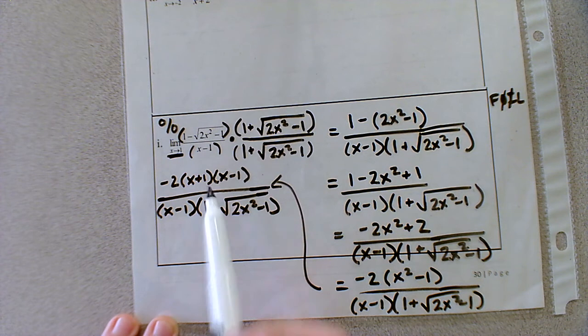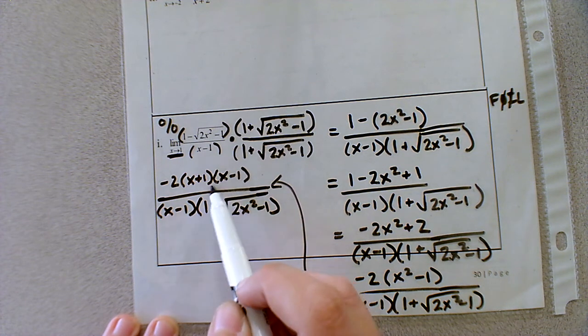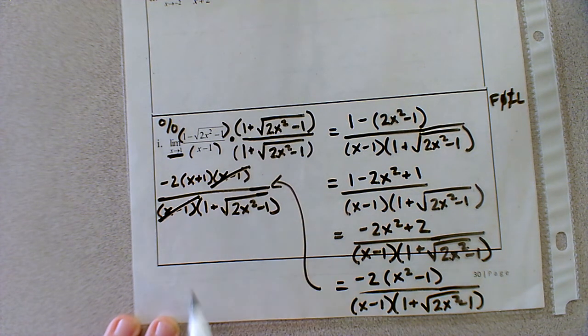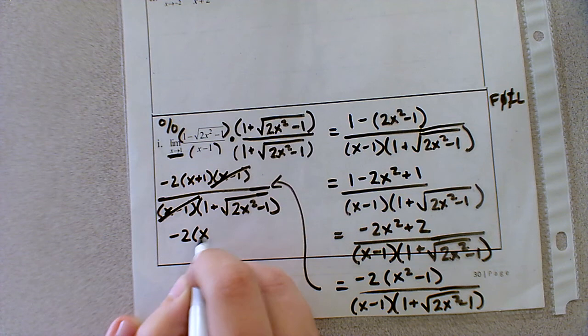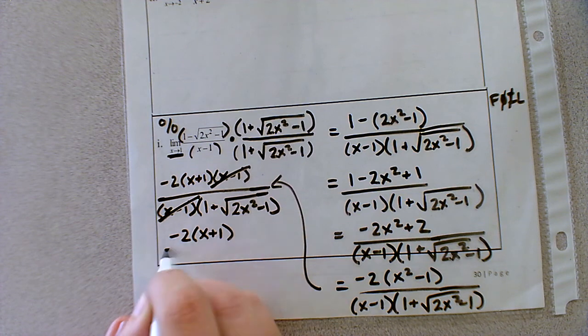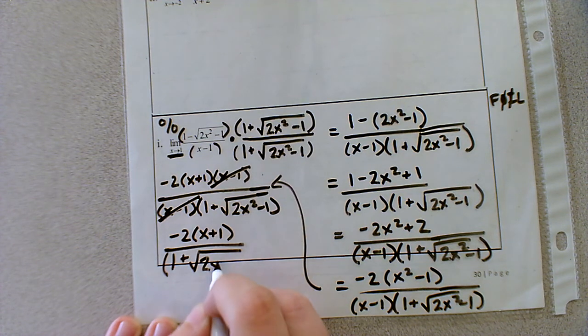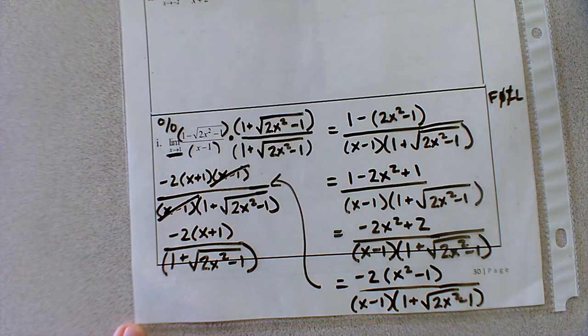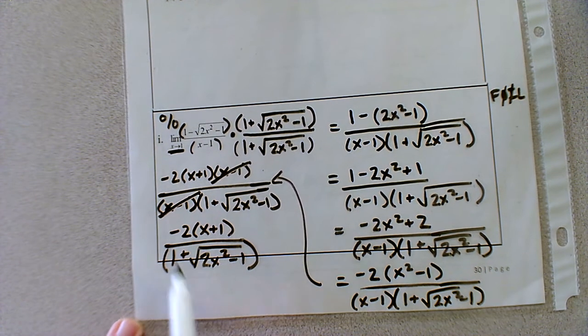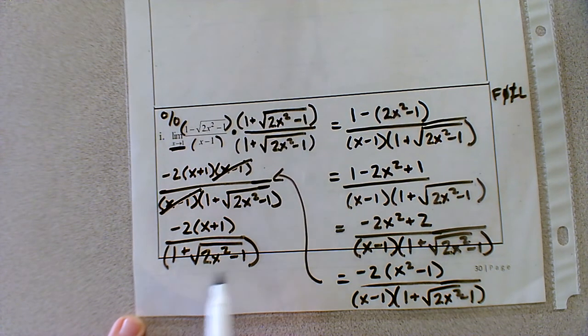All right. So looking at what we have here, the x minus 1s can go away. So we're left with 2 times x plus 1 up top, and then this conjugate piece on the bottom. And thankfully, since something removed, this must be the simplified form that we have left.